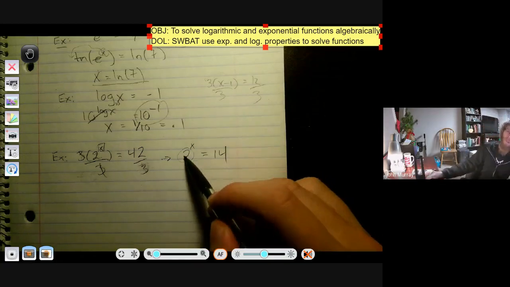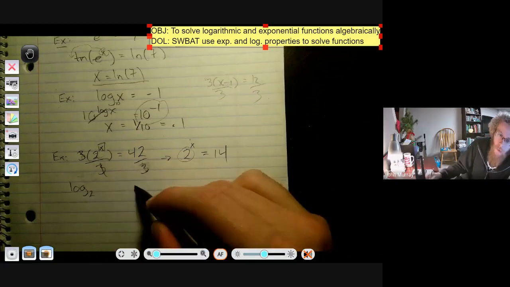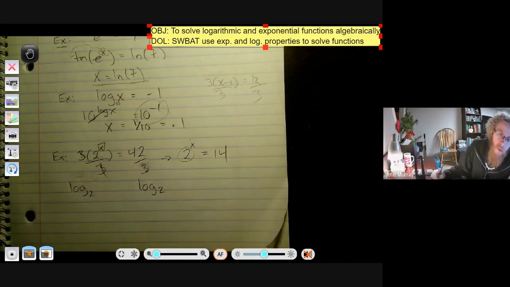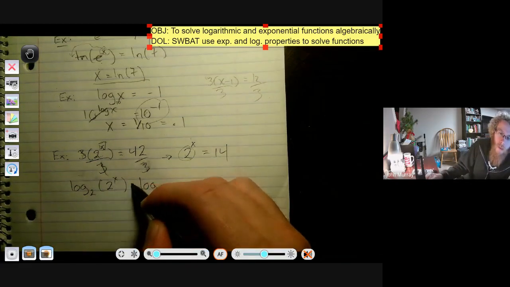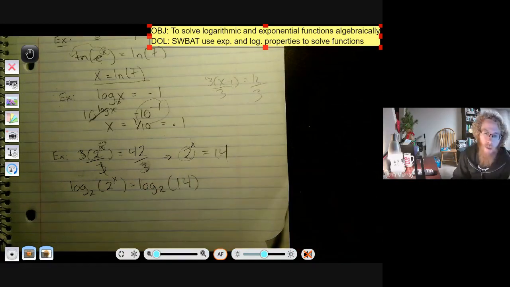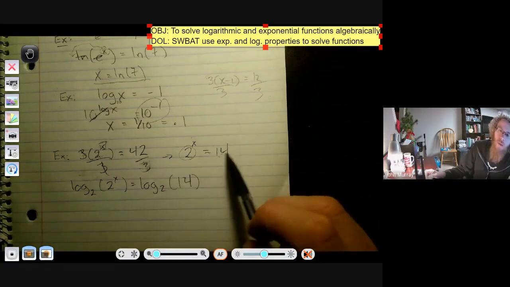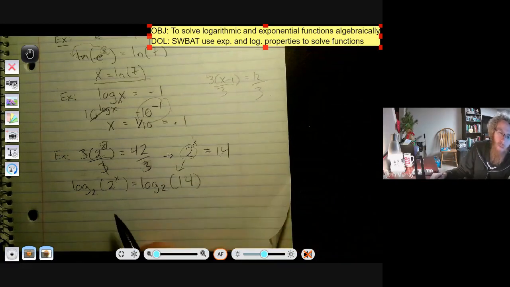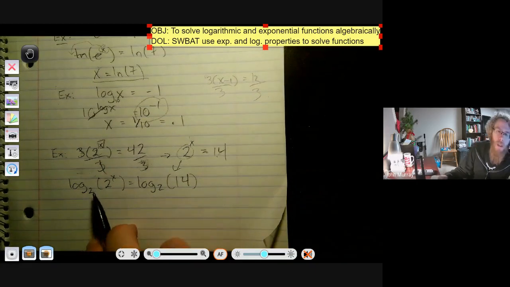So I want to get rid of this base of 2. So I'm going to choose log base 2. I'm going to put it on both sides, inside the parentheses, what's on each side. Normally I would just write log 2, but I don't have enough room here, so I just do it as an extra step. Okay, so now I've taken the log base 2 of both sides.